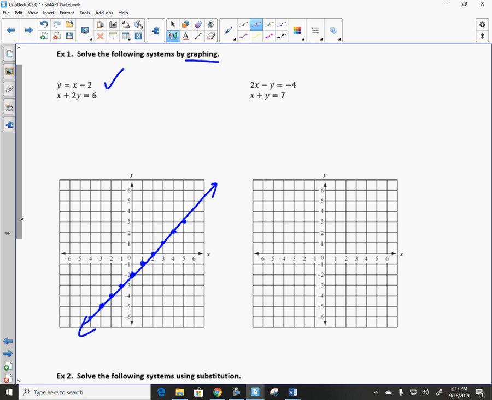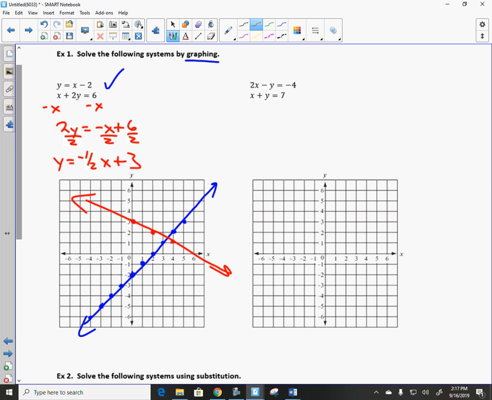I know a lot of people for the next one would put that in slope-intercept form. So 2y is equal to negative x plus 6. We divide by 2. y is negative 1/2 x plus 3. So I plot 3, down 1 over 2, down 1 over 2.